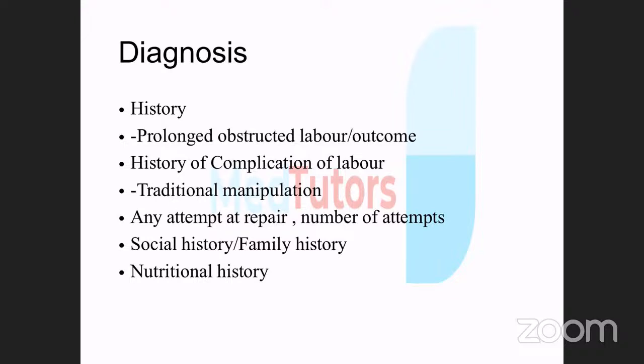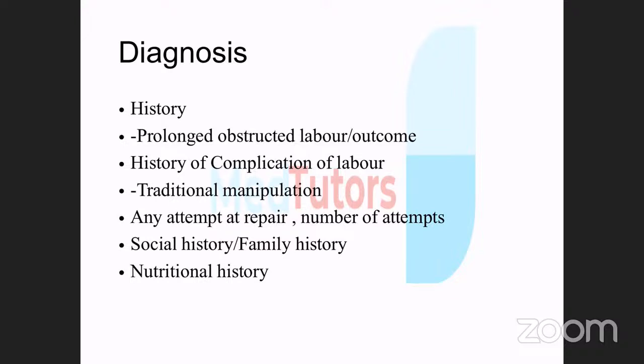Okay, and then of course, usually the outcome of the labor you can find out from the history. The labor was prolonged. The fetus was delivered severely asphyxiated or even dead. She ended up with a cesarean section, or she ended up with assisted vaginal delivery. Now, if the fistula has been long-standing, there may be a history of an attempt at repair or even several attempts at repair of the fistula.